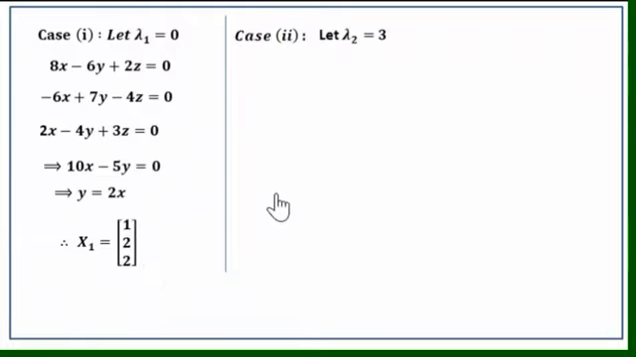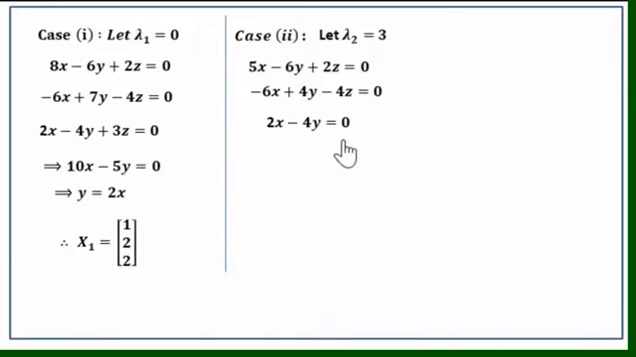Then we have the second case, lambda is 3. Substituting in the homogeneous equations, the three equations become 5x minus 6y plus 2z equal to 0, minus 6x plus 4y minus 4z equal to 0, 2x minus 4y equal to 0. Now from the last equation, we can see 2x is 4y, or x can be written as 2y. So if I take x equal to 1, then y will be 1 by 2, a fraction. So try to avoid fractions. I'll take x equal to 2 so that y will be 1 only. So x 2, y 1. Then from the first equation, solve for z. Put x equal to 2 and y equal to 1. So 10 minus 6, 4 plus 2z equal to 0, or 2z is minus 4, z equal to minus 2. So this will be the eigenvector corresponding to the eigenvalue lambda equal to 3.